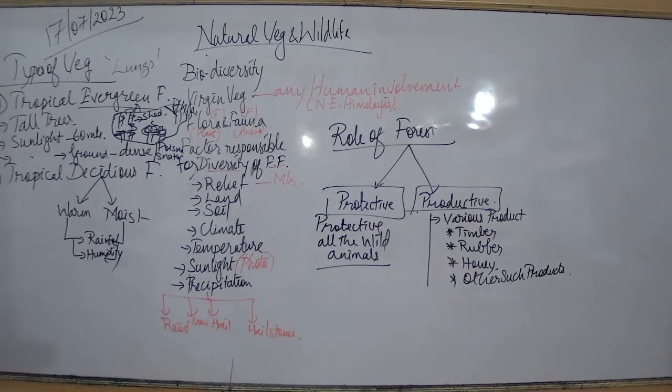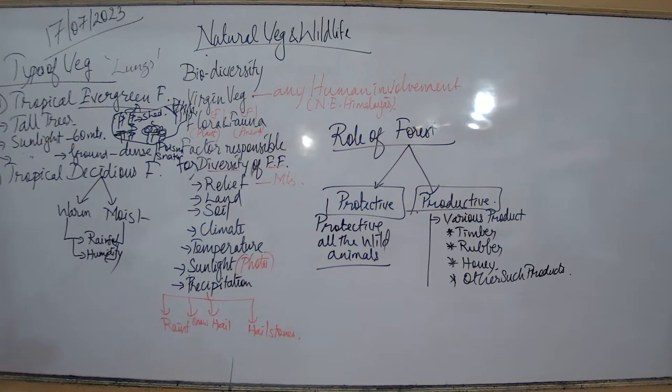Everyone be ready, we are moving, concentrate on everything. No play play. Tropical evergreen forest. Okay. These forests are found on the rainy part of the Western Ghats and the island group of Lakshadweep and the Andaman and Nicobar Islands. Okay, only underline any two parts. Rainy part, Western Ghats, Lakshadweep and Andaman.